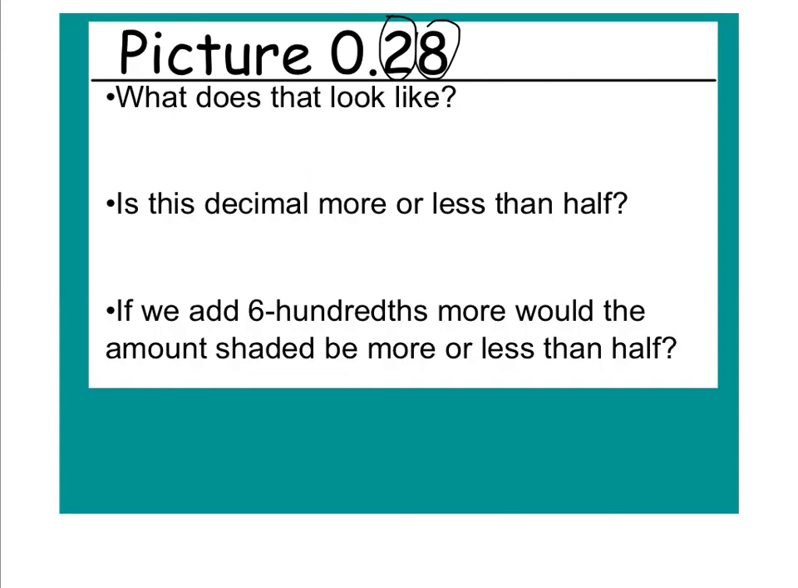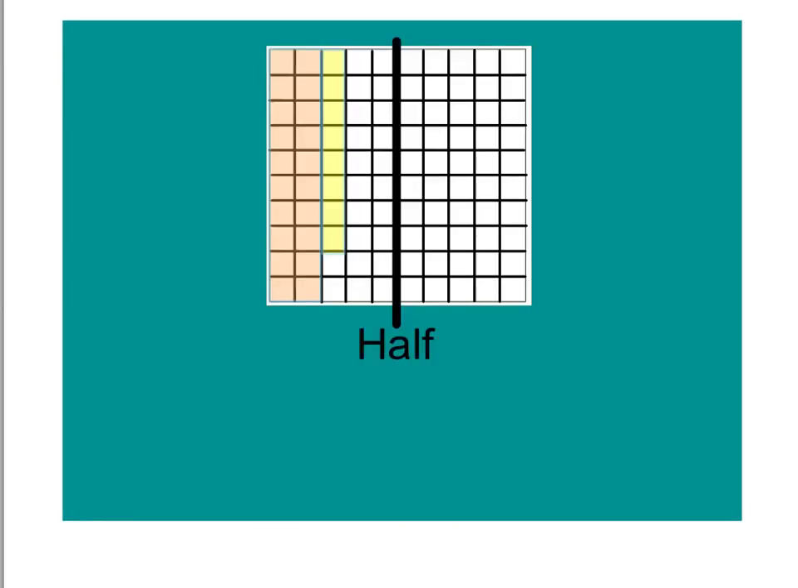Okay? If we add 6 hundredths more, remember hundredths are the little tiny boxes, would the amount shaded be more or less than half? Alright, so let's make a picture of it. Here's my 28 hundredths. Is it more or less than half? Far less than half, right? Let's add 6 to it. Here's 2, 3, 4, 5, 6. It's harder to see when I draw it with my pen, but there you can see that we're still less than half. So you have to kind of think about what size is that position in my place value.